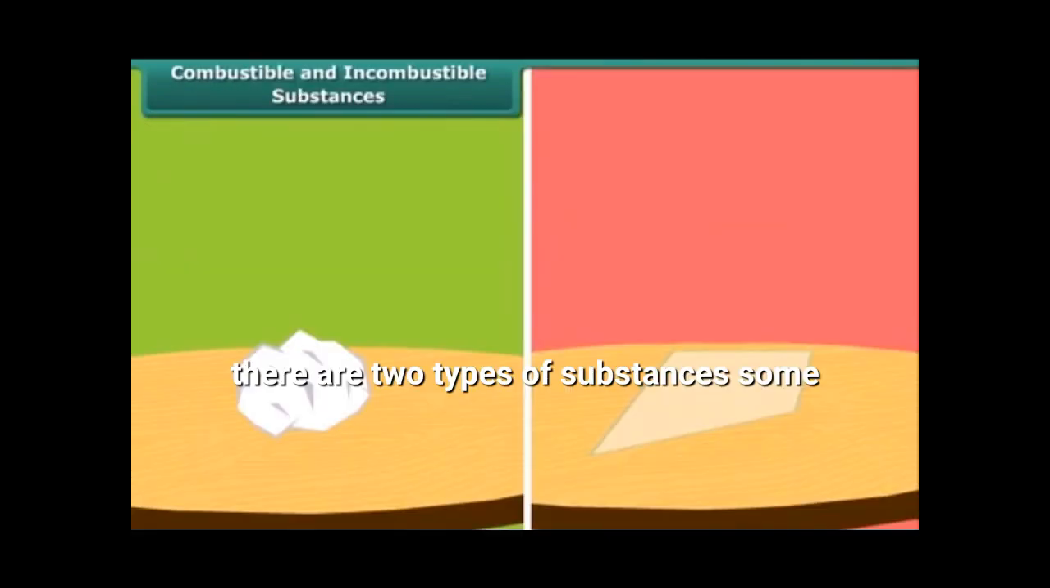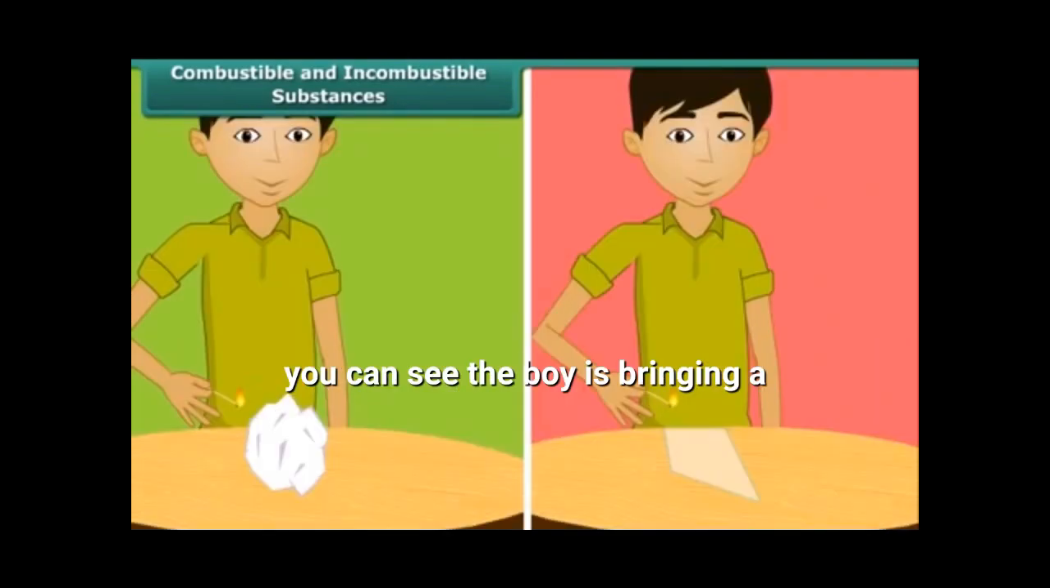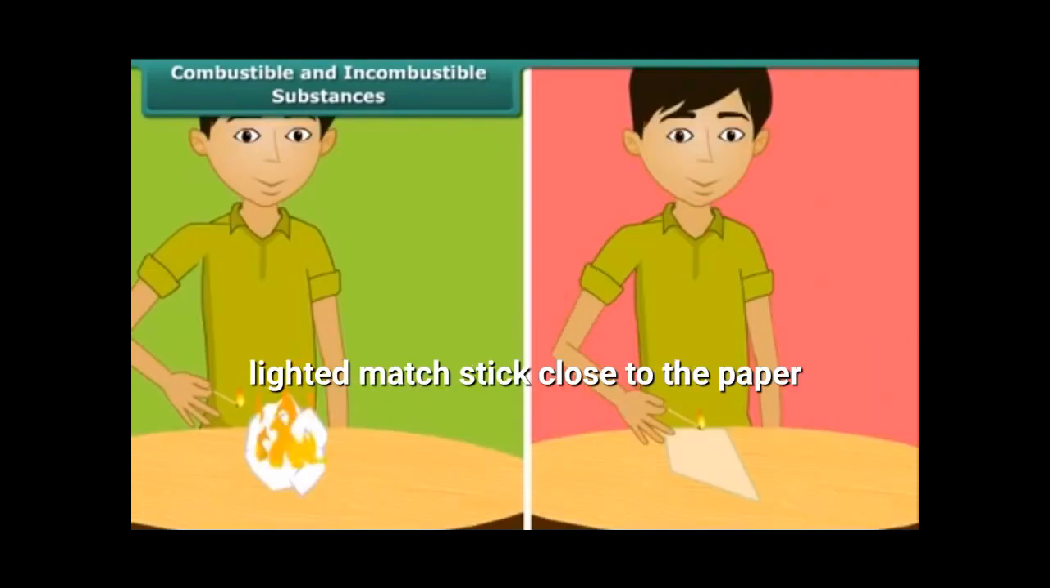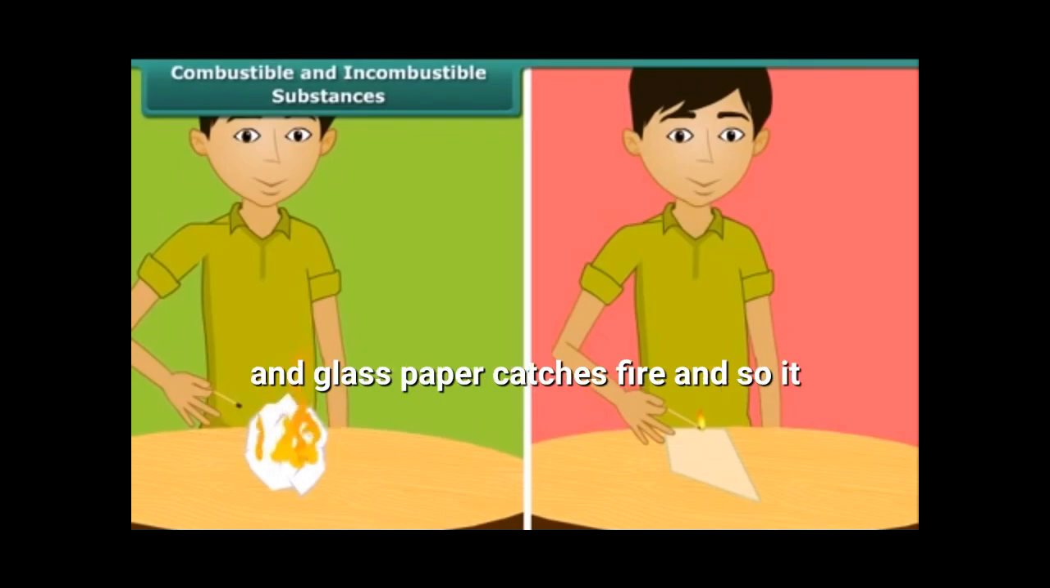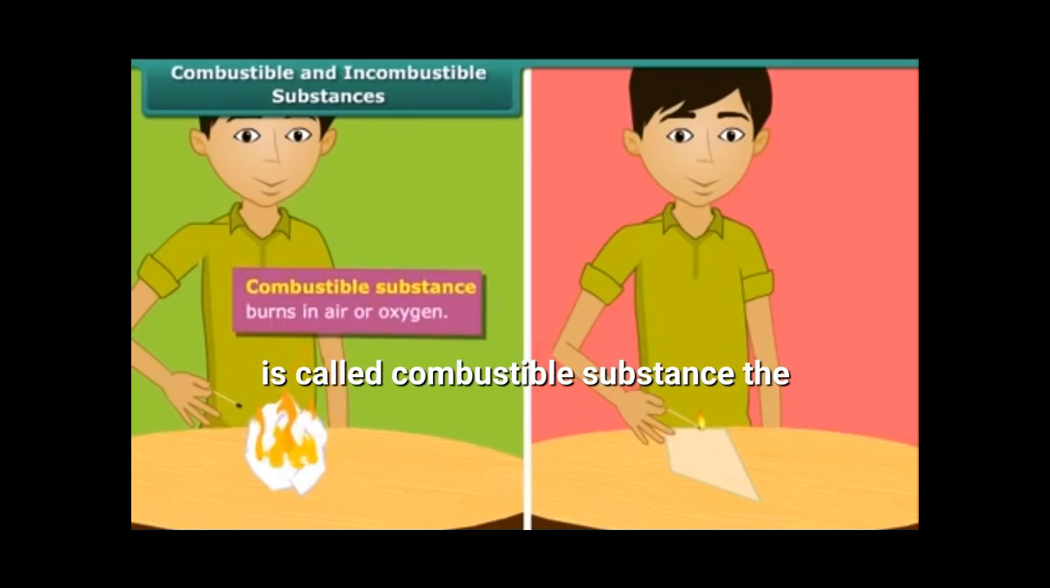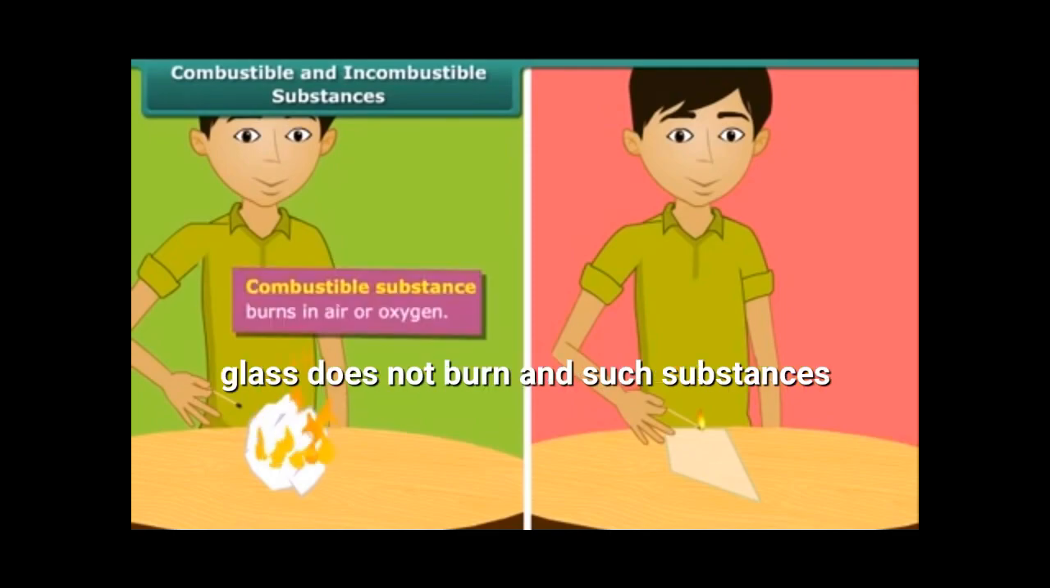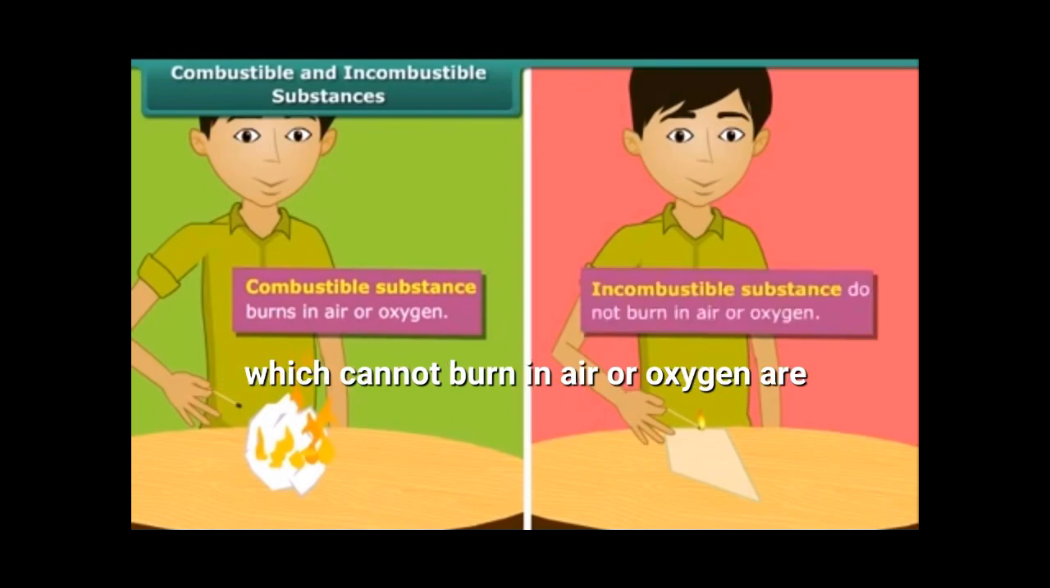There are two types of substances. Some substances catch fire and burn, while the other group does not catch fire. As you can see, the boy is bringing a lighted matchstick close to the paper and glass. The paper catches fire, and so it is called combustible substance. The glass does not burn, and such substances which cannot burn in air or oxygen are non-combustible substances.